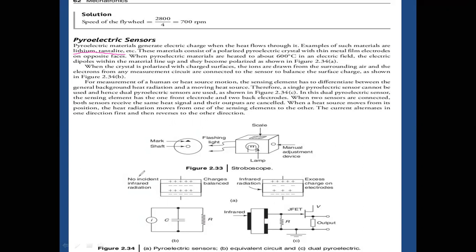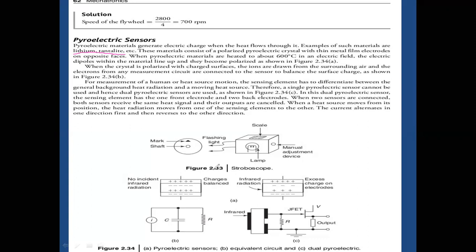there is no infrared radiation incident. So we have no infrared radiation here. Charges are balanced. We have a thin film here, and over the two sides of the film we have balanced charge, so say 5 particles of positive and 5 particles of negative.